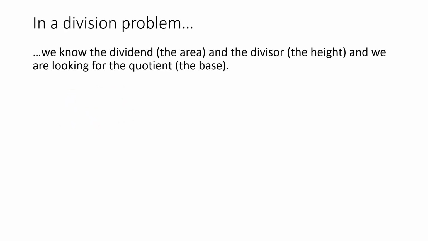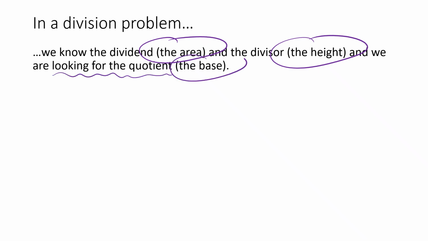Now, in a division problem, we know the dividend, that is the area. We know the divisor, that's the height, and we are looking for the quotient. That is the base. I'm going to repeat that because that's what tells us what we know and what we are trying to find. In a division problem, as opposed to a multiplication problem, we know the area, we know one of the dimensions, that is the height, and the thing we're looking for is the other dimension.